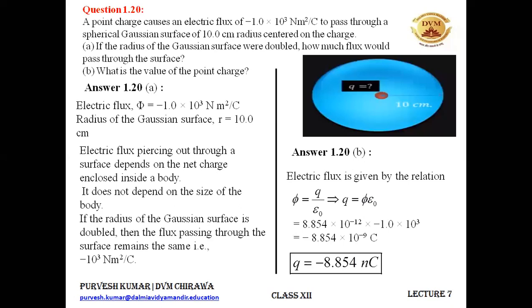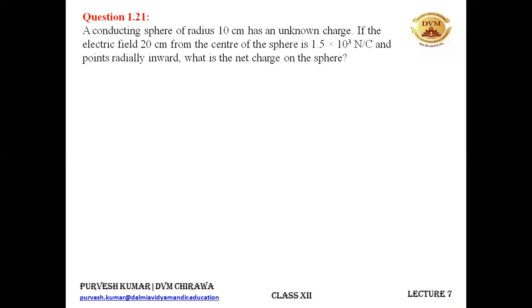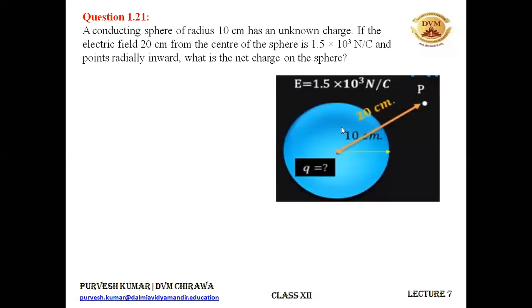Let us move towards the next question, question number 21. It says a conducting sphere of radius 10 centimeter has an unknown charge. If the electric field 20 centimeter from the center of the sphere is 1.5 into 10 to the power 3 Newton per coulomb, and it points radially inwards, what is the net charge present on the sphere? So we are given a sphere of radius 10 centimeter, and at a point P, which lies at a distance 20 centimeter from it, the electric field is 1.5 into 10 to the power 3 Newton per coulomb. We need to find the charge Q present on this sphere.